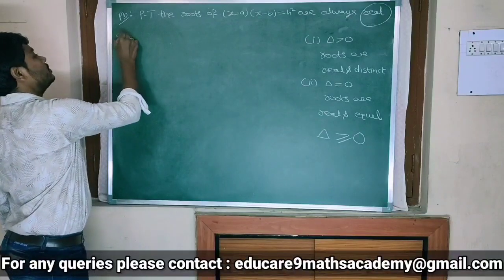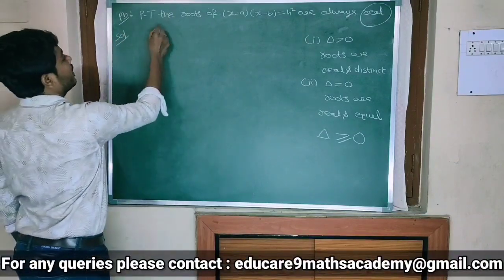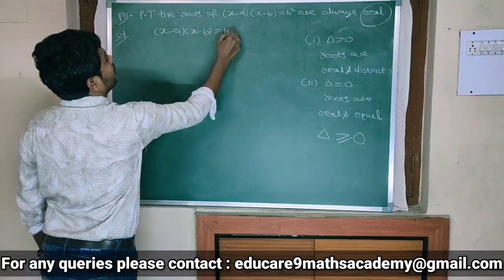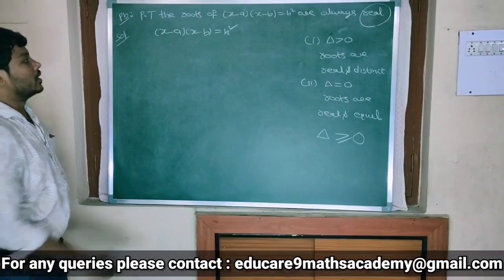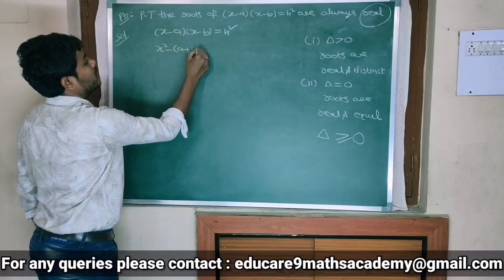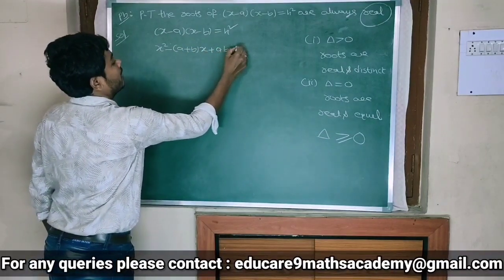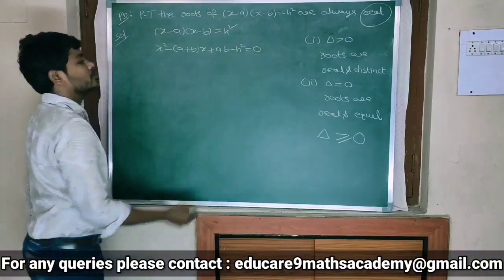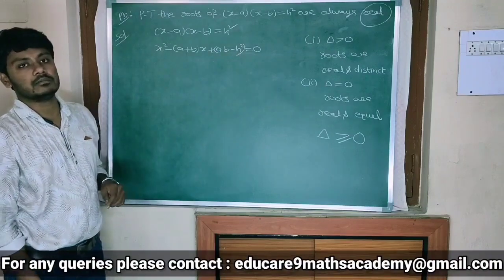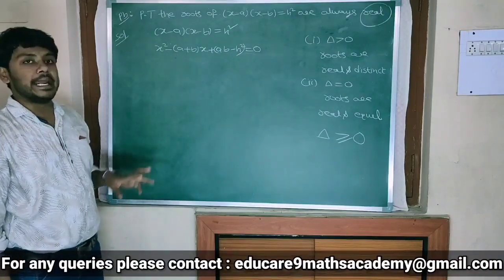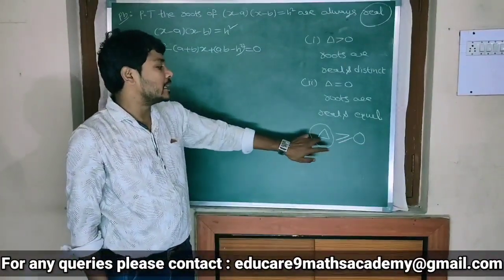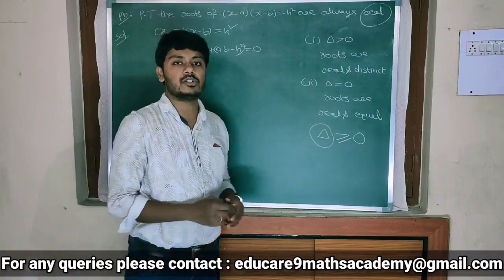See here, given (x minus a) into (x minus b) is equal to h square. Now this is x square minus (a plus b)x plus ab minus h square is equal to 0. So it represents a quadratic equation. Now we want to find delta, and you have to show that delta value is greater than or equal to 0.